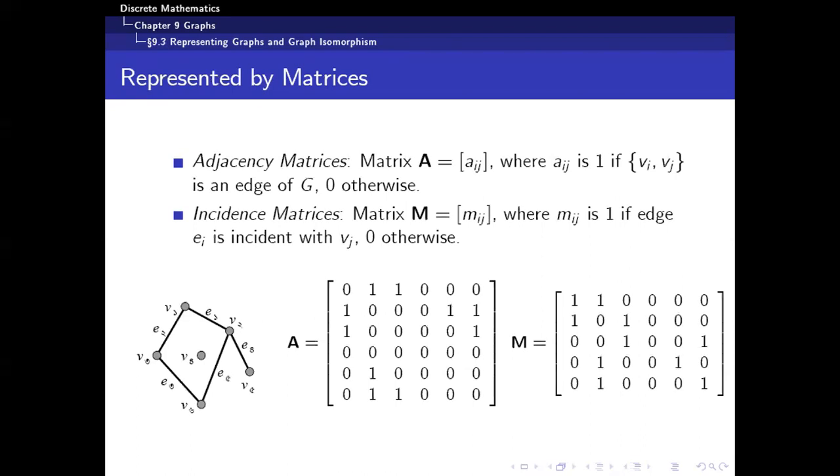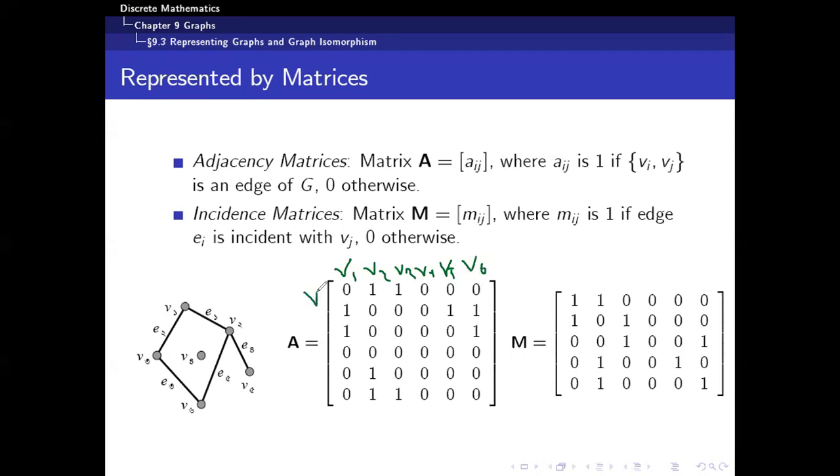What is an adjacency matrix? Let us see. An adjacency matrix is represented by matrix A, where Aij is 1 if Vi and Vj is an edge of G. Otherwise, it will be 0. For example, you can see V1 and V2. So how do you write this? It will be written this way: V1, V2, V3, V4, V5, and V6.